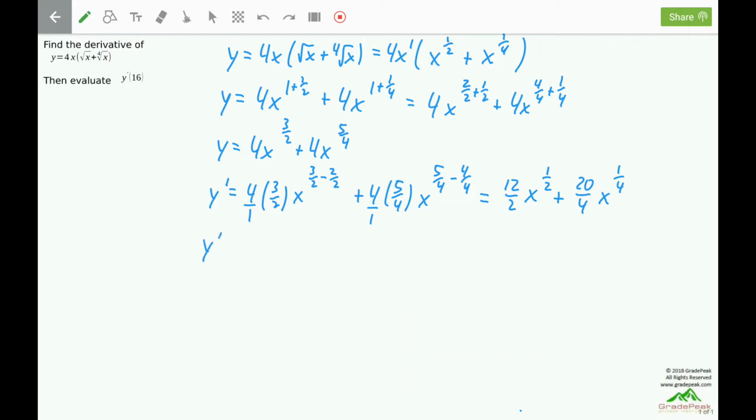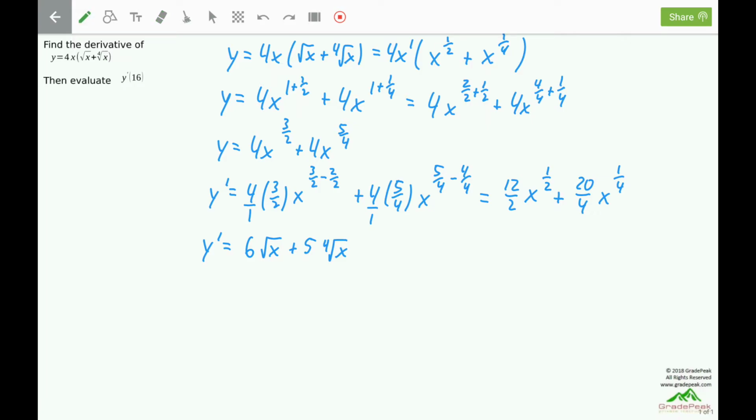I will take one more step to rewrite this, because 12 divided by 2 is 6, and x to the 1/2 is the square root of x, so 6 square root of x. Plus 20 divided by 4 is 5, and x to the 1/4 is the fourth root of x. It looks a lot nicer writing it that way. There's our derivative, y prime.